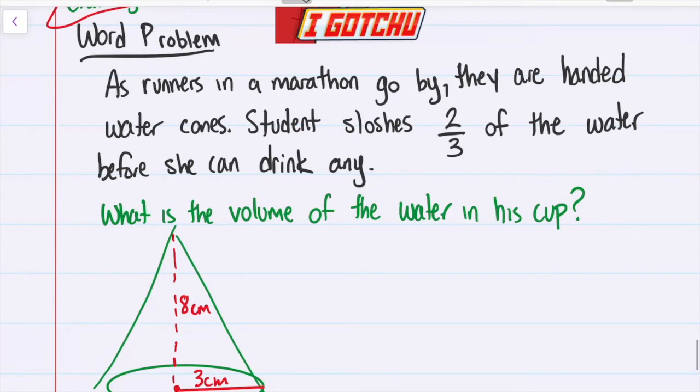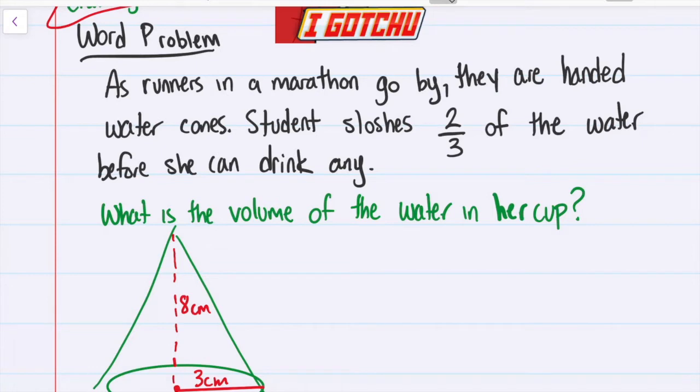And what happens is a student sloshes. What I mean by sloshes is that when the runner grabs a cone, she grabs it with so much force that water comes out. So 2/3 of the water sloshes out before she can drink any. So 2/3 of the water falls on the floor, and she's only going to drink 1/3 of it. Well, what is the volume of the water in her cup? Let's think about it.